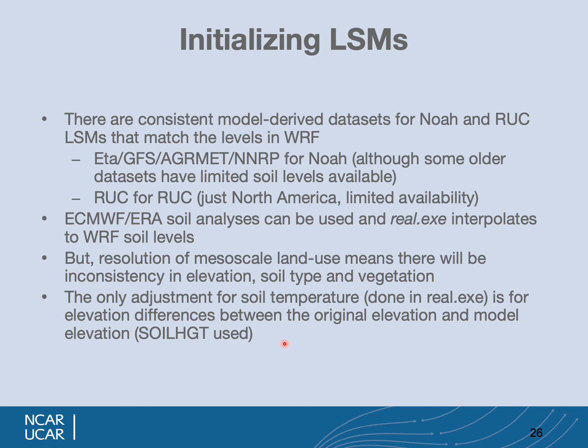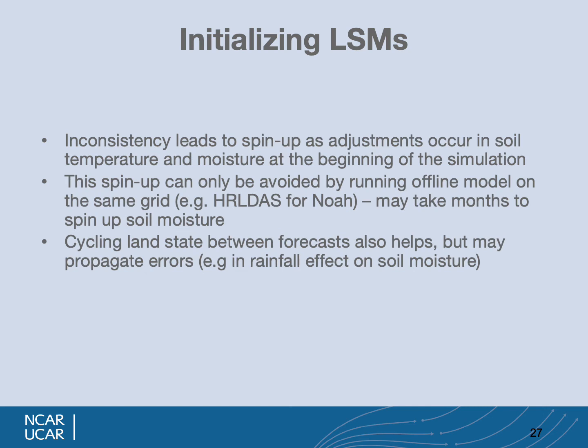But the only adjustment we actually do is for the soil temperature, which we can adjust for elevation because we know the elevation of the original data set from the soil height data that comes in with METGRID, from the METGRID table, which comes from the same place as the soil data. So soil height is the original height, and we do just an elevation adjustment for soil. That's the only adjustment we actually can carry out. But there is an inconsistency that leads to spin up as the adjustments occur in the soil temperature and moisture at the beginning of the simulation.